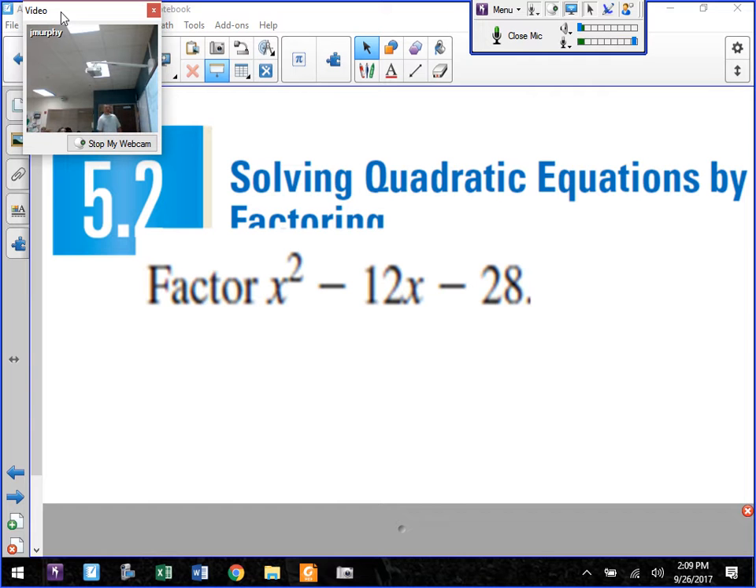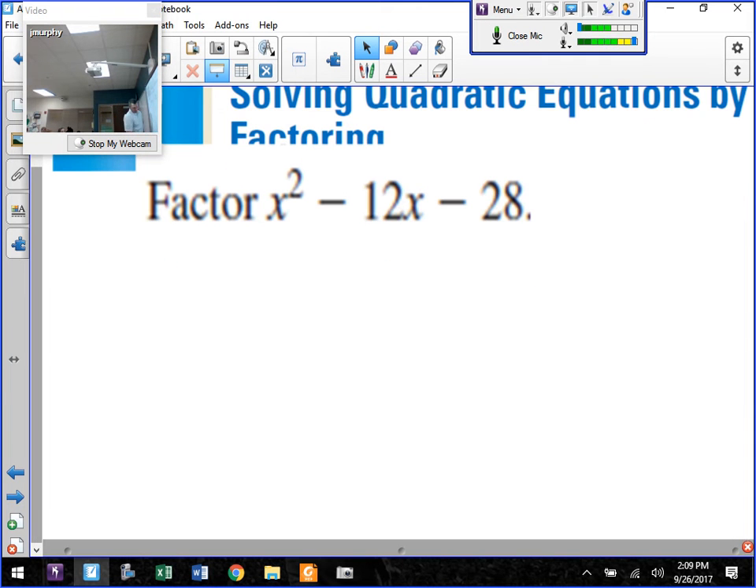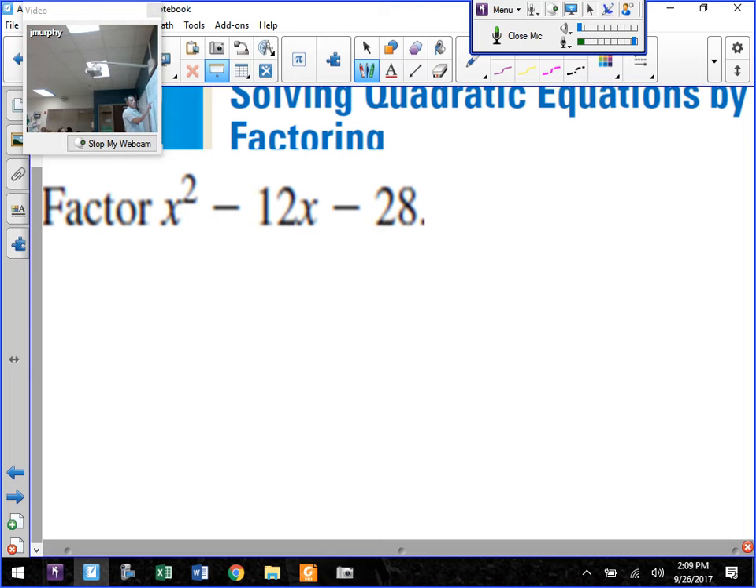There you are. So here's what I learned. Back in my day, I did this. What times what is negative 28 that adds together to get negative 12? Basically, what I'm looking at here are what are my multiples of 28, playing around with the signs to get to the summation part. And you've already said, I mean, a lot of this stuff is quick.